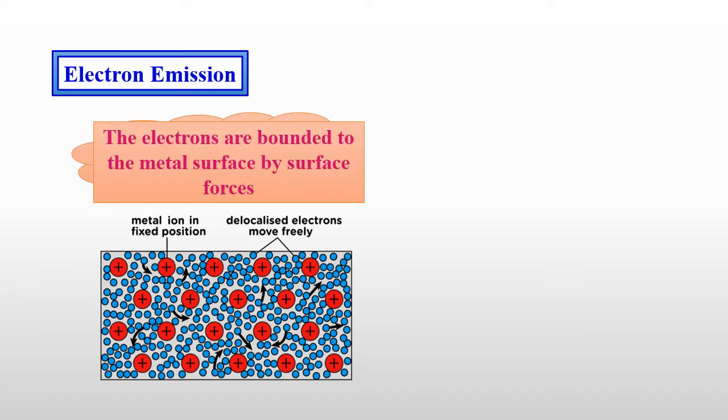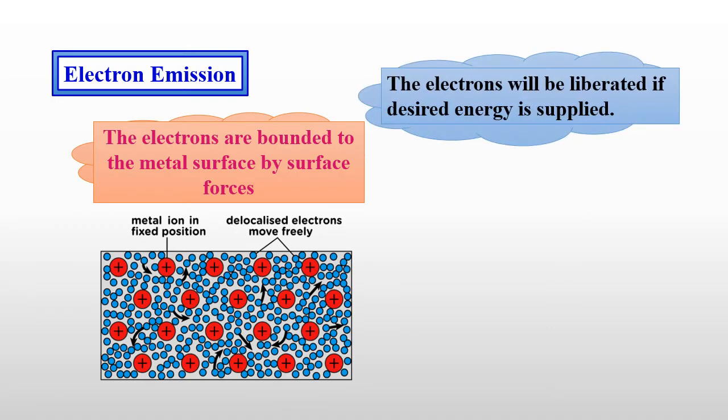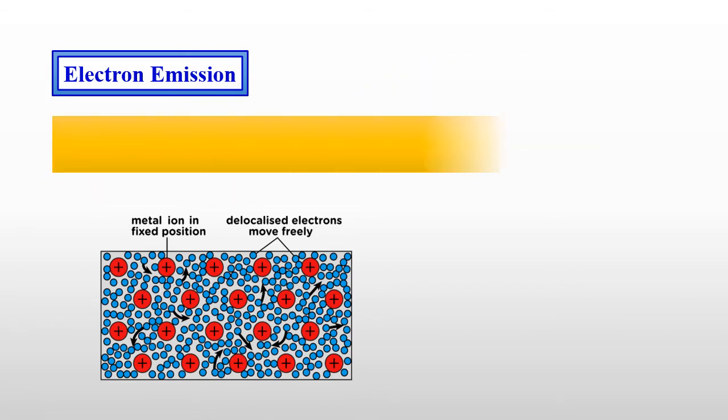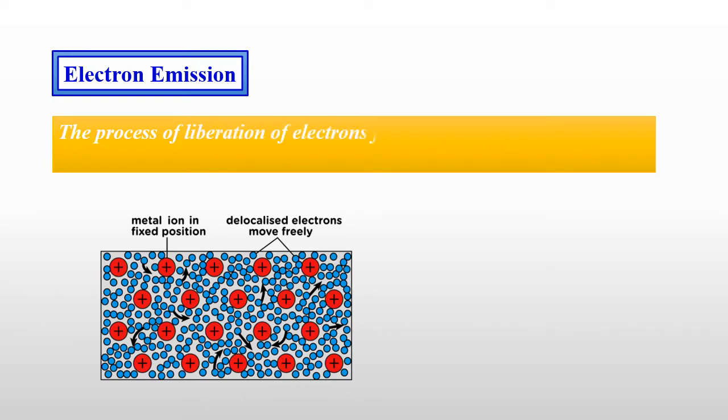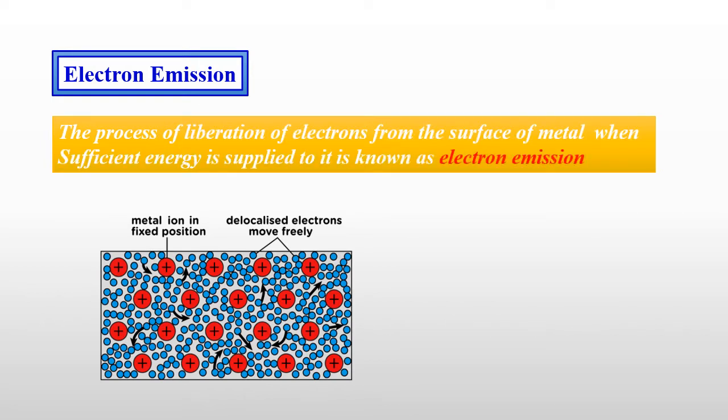The electrons are bound to the metal surface by a surface force. The electrons will be liberated if the required energy is supplied. The process of liberating electrons from the surface of a metal when sufficient energy is supplied to it is known as electron emission.